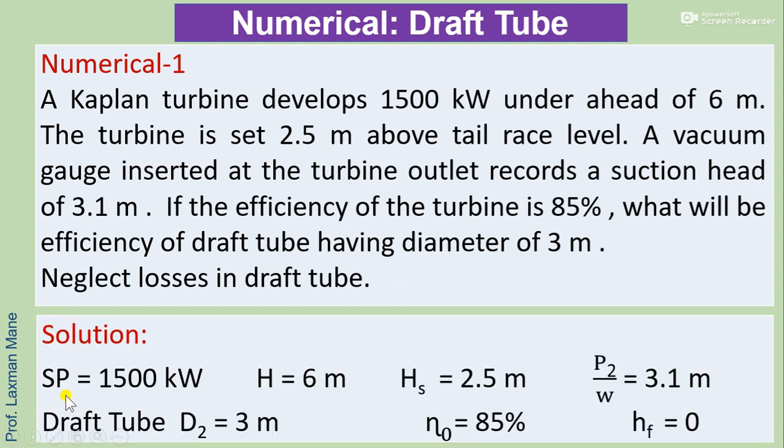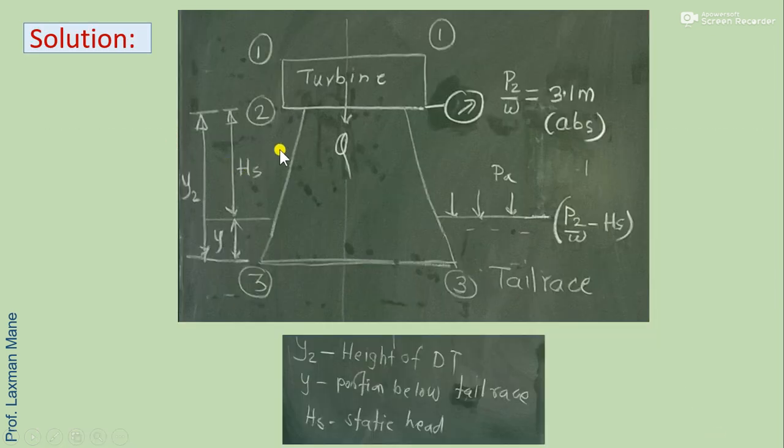So let us enlist the given quantities: shaft power, head, static suction head. This is P2 by W value, that is 3.1 meter, vacuum gauge reading. Draft tube diameter at the inlet, that is D2, is equal to 3 meter. Overall efficiency of the turbine 85%. Neglecting losses means HF is equal to 0. So from this diagram, here P2 by W, that is pressure head at the exit of runner, 3.1 meter, this is the absolute value which is given.